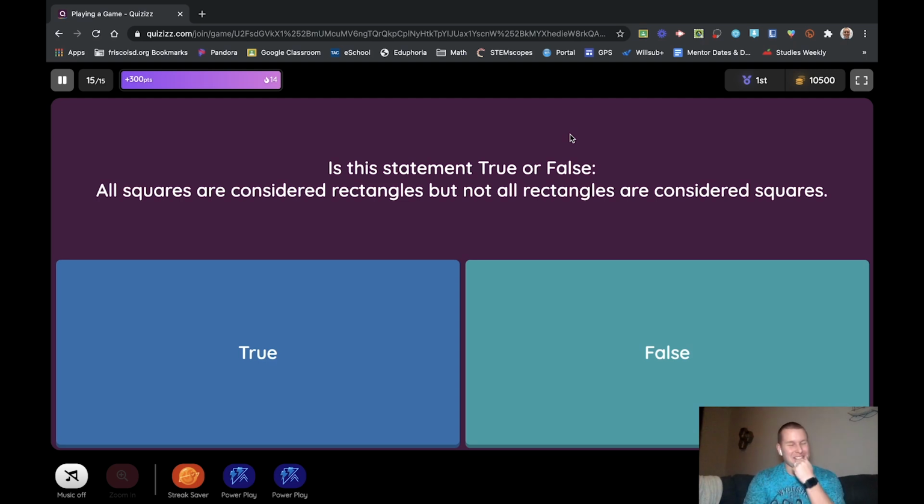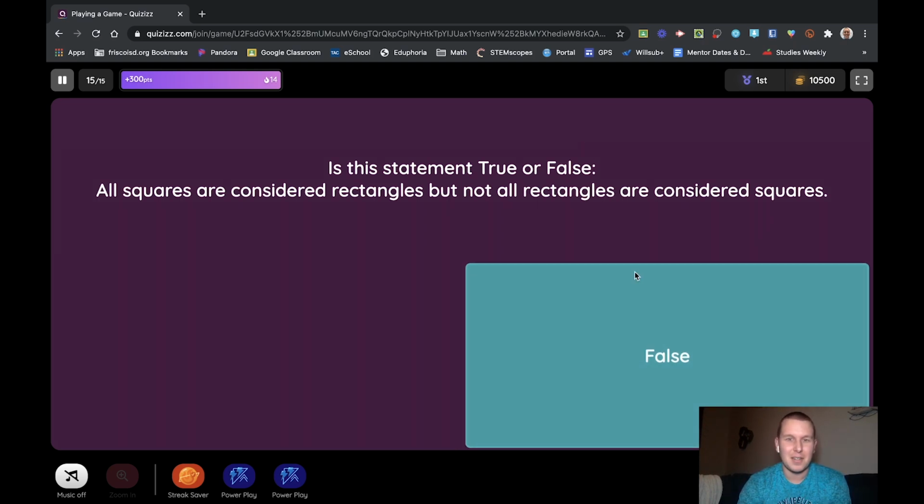Man, they had to throw the last one as a tricky one. Okay, so what kind of is throwing me off here is the all word. All makes you second guess a little bit. But so all squares are considered rectangles, okay? So a square, if it has all 90 degrees, that would be a rectangle. I can agree with that. But not all rectangles are considered square. I don't know. The word all is throwing me off right now. I'm not too sure. I think this is false. I'm not super sure, but I think this is false. Let's try it. Wait, no.